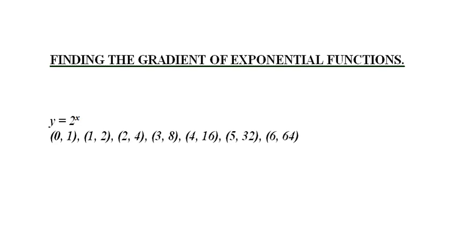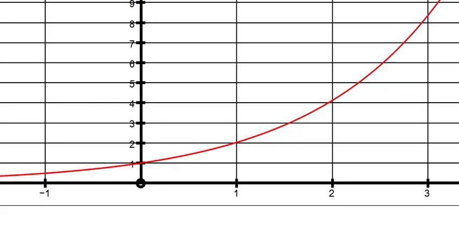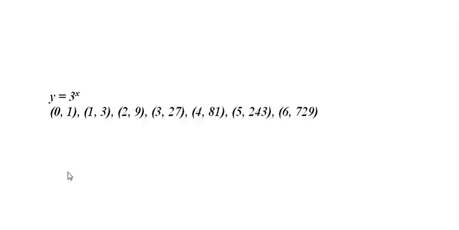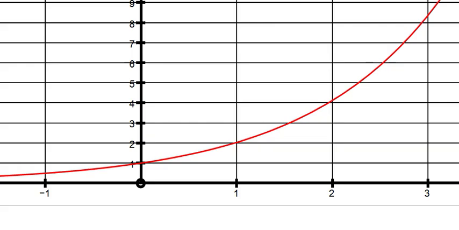Consider the graph of y equals 2 to the x. Now these are typical points on that graph. And this is the actual graph itself. Now let's compare this with y equals 3 to the x. These are typical points on y equals 3 to the x, and we can see that this increases much more steeply than y equals 2 to the x.